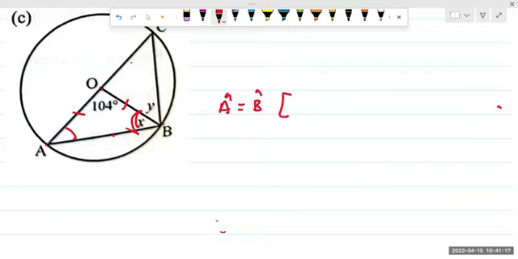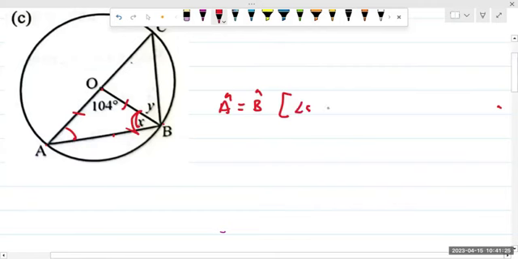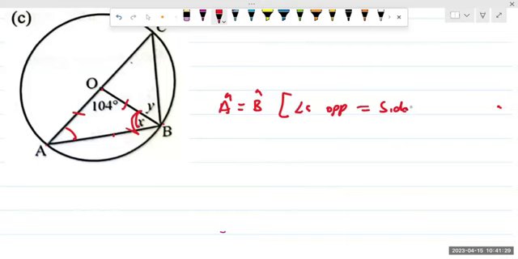Why am I saying angle A is going to be equal to angle B? This is the new theorem that we've learned. Angles opposite equal sides. So I will say I have angles opposite equal sides. Then it means that if this one here is x, this one here is also going to be what? X. Then I can say A is also going to be equal to what? To x.